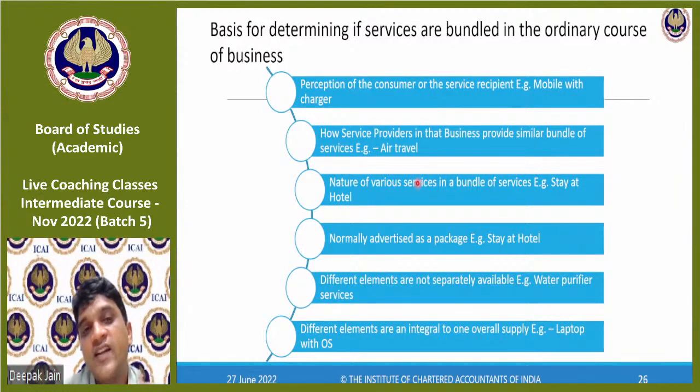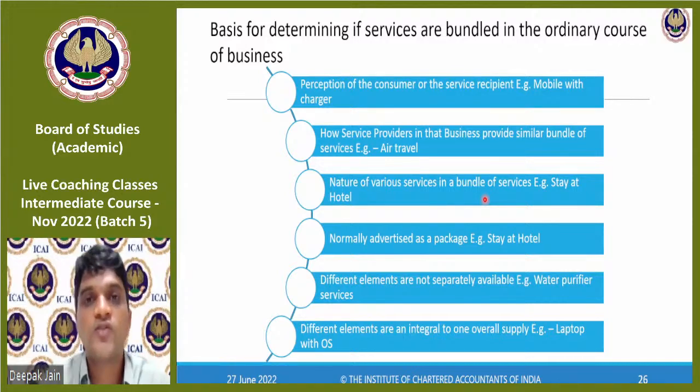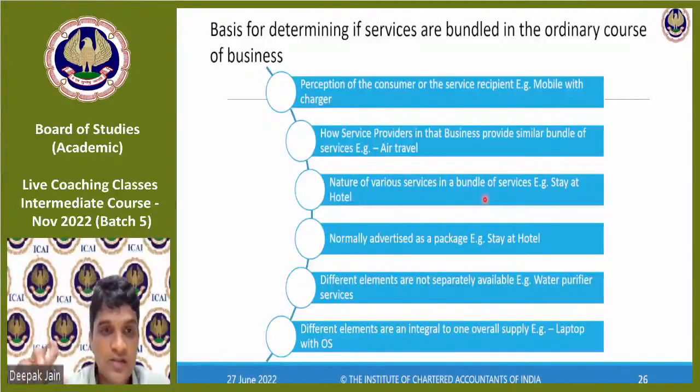How do service providers in that business provide similar bundles of services, like air travel? So these are the criteria to decide whether it's a principal supply or a mixed supply. So how the service providers conceive. When they provide services, they provide air travel along with other facilities like food and things like that. And that's how air travel is bundled. So that also is a composite supply. Nature of various services in a bundle supply, like a stay in a hotel. If I stay in a hotel, breakfast is complimentary. So that is a bundle supply. So it will be treated as a composite supply.